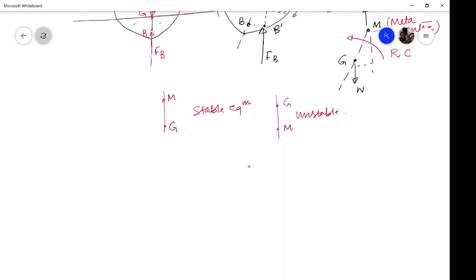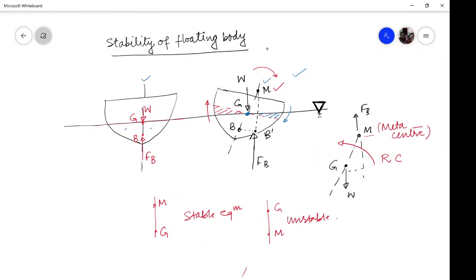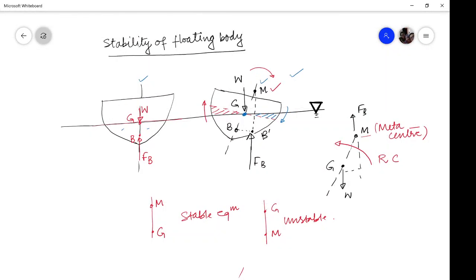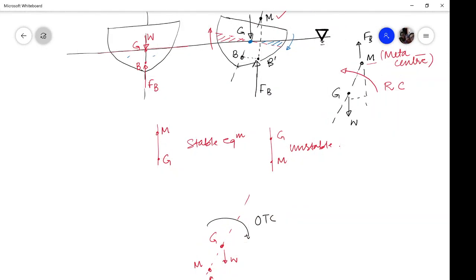Why? Because let us say that this was the symmetry line, this was your G, and the metacenter happened to cross this line below G. Then this is W and this is FB, and now they will be forming what type of couple? They will be forming a clockwise couple, that is overturning couple. So for the original disturbance given clockwise, this is clockwise, it means it will sink the boat, and hence this is unstable.